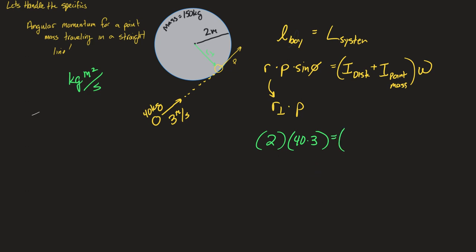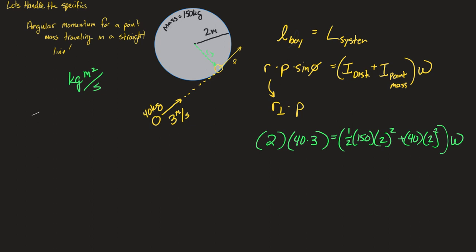This has to equal, all right, got a lot going on here. In fact, I might want to keep that extra parentheses away. The merry-go-round is a disk, so 1/2 mr squared. The kid is a point mass. That's mr squared, so he's 40 times r, which is 2 squared. All that times omega.